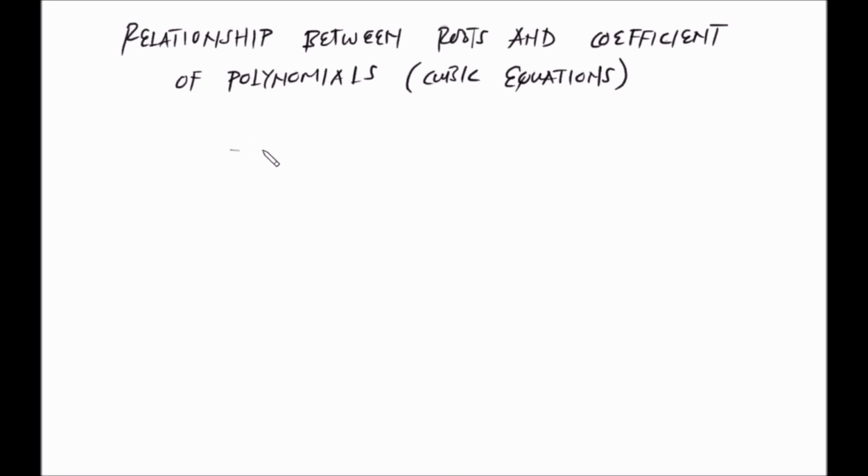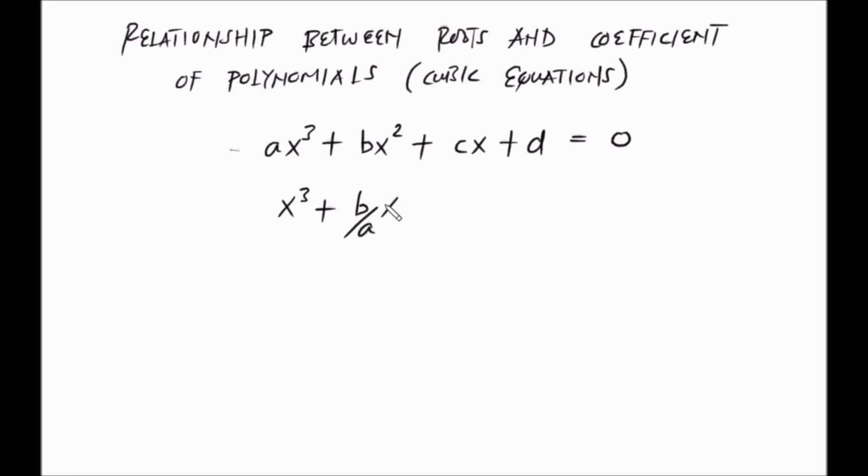So a cubic equation is written like this: ax cubed plus bx squared plus cx plus d is equal to 0. This is a cubic equation. So if I divide by a, the coefficient of x power 3, everywhere, this cubic equation can now be written as x cubed plus b over a x squared plus c over a x plus d over a is equal to 0.